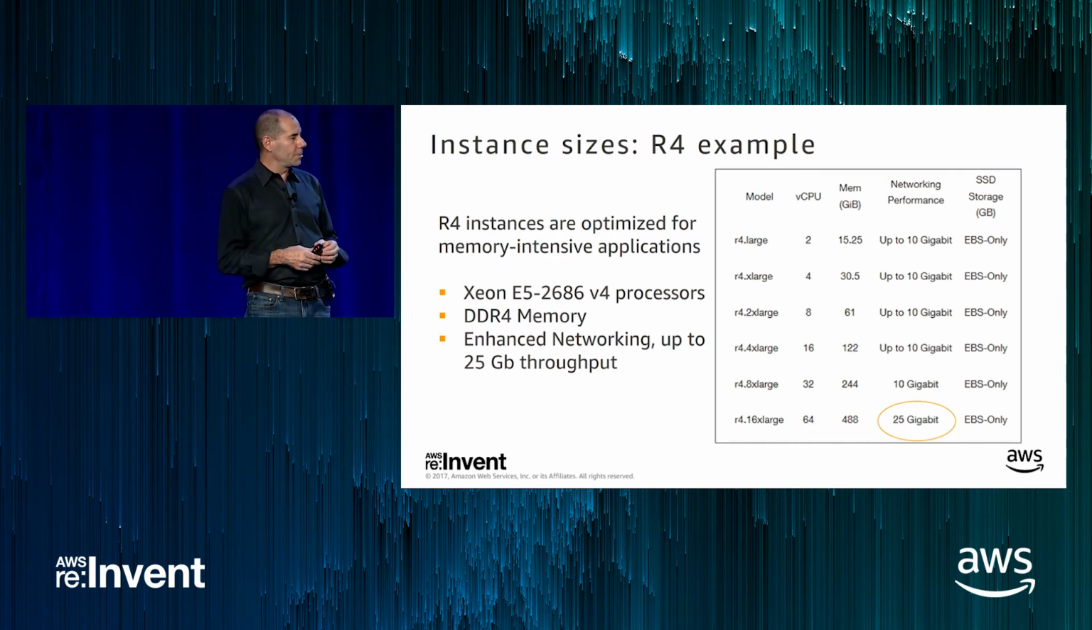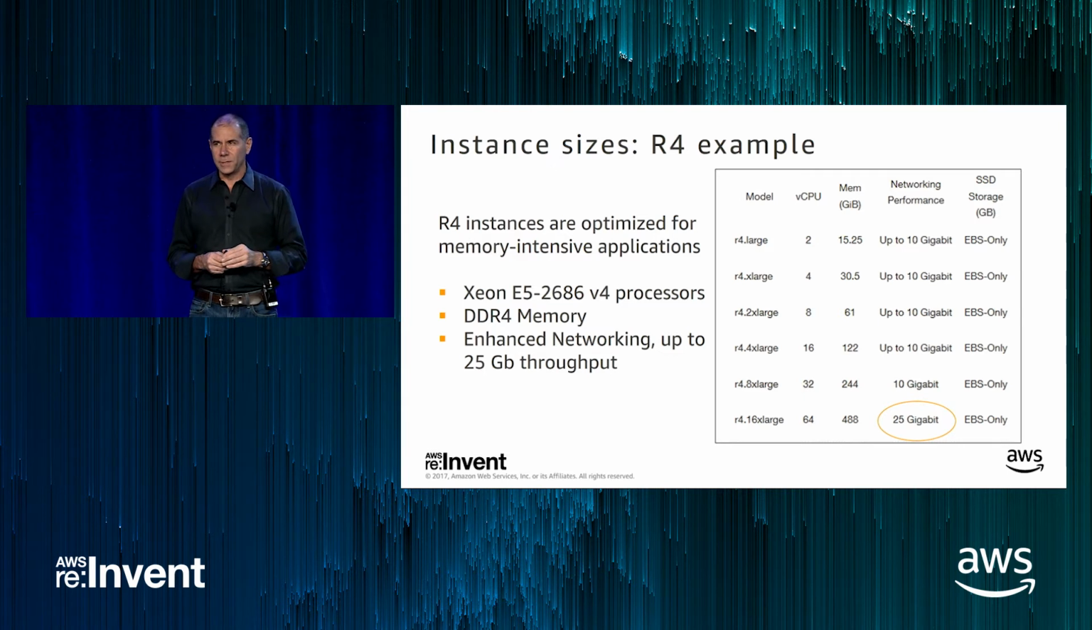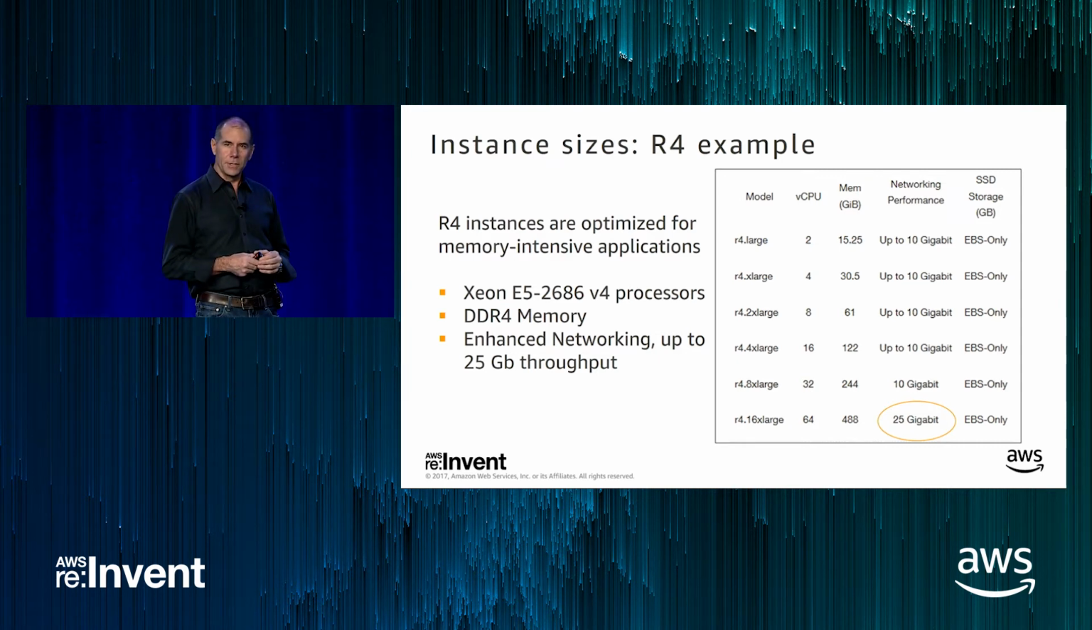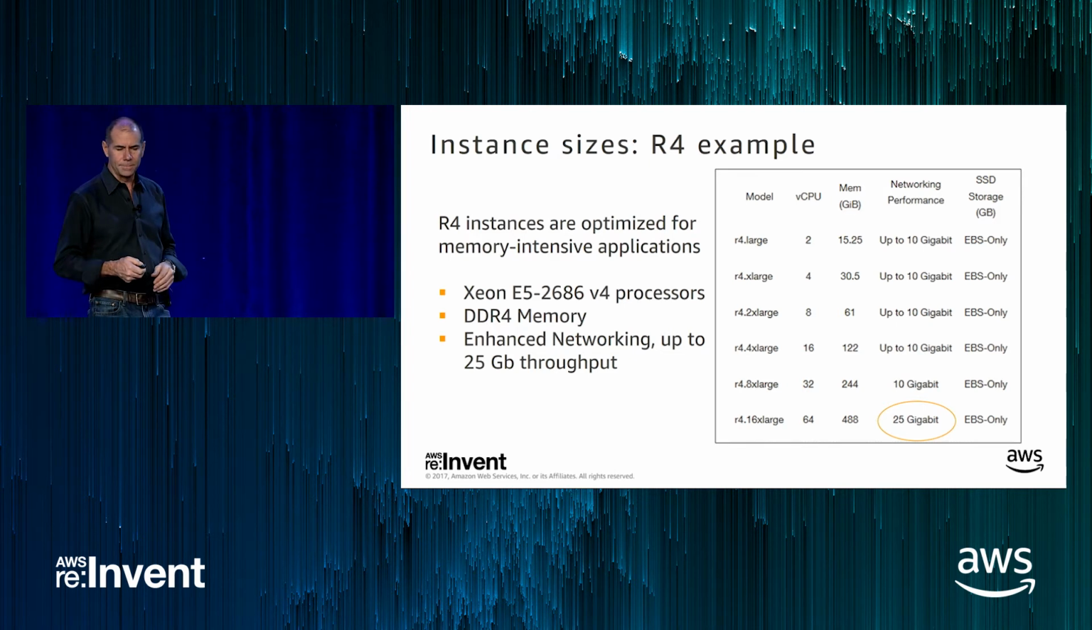Notice that we continue to increase the network bandwidth, by the way, so 25 gig on the largest R4 at this point. We continue to innovate on the networks, continue to pull down the latencies and increase the throughput. Lots happening there. So continue to retest and re-optimize over time.